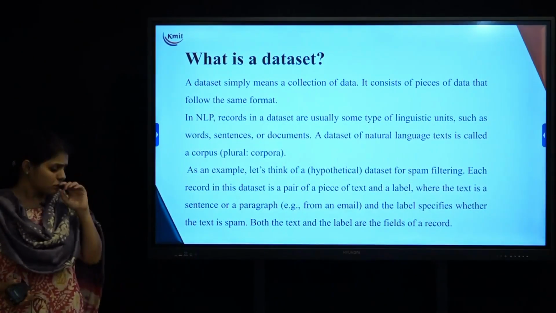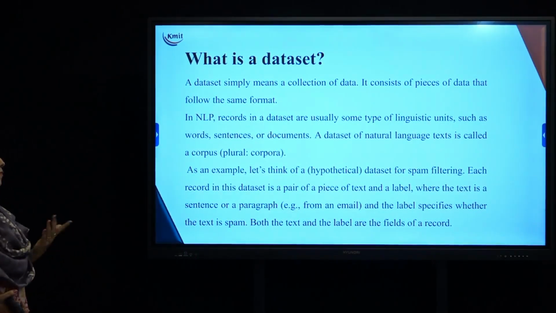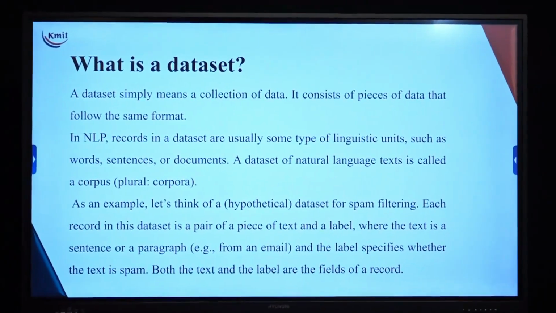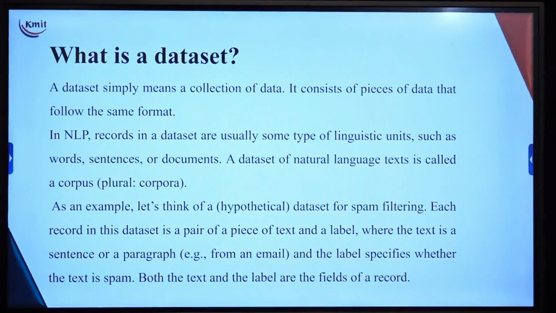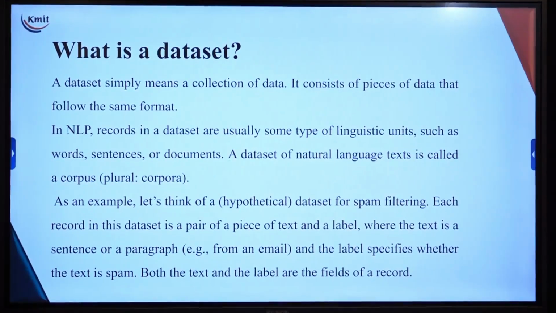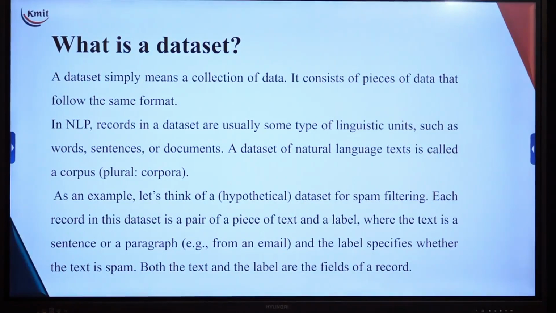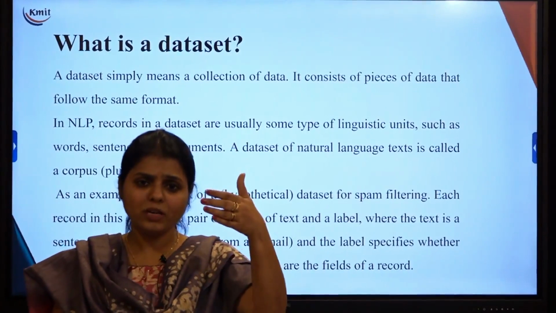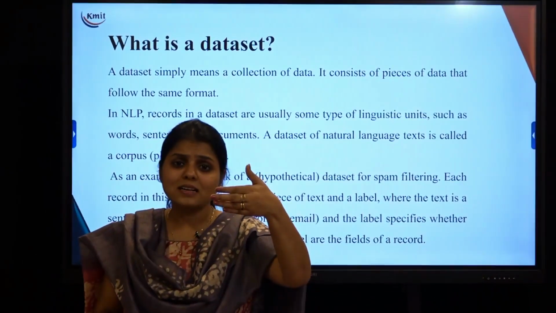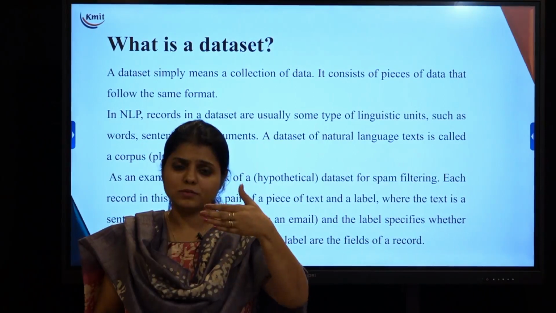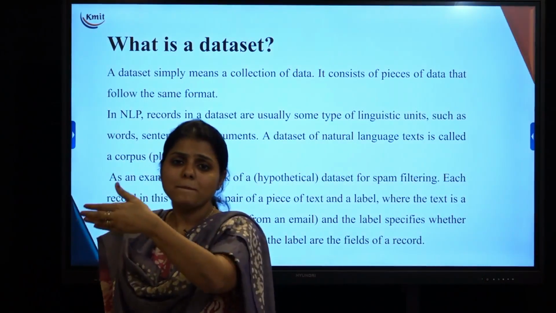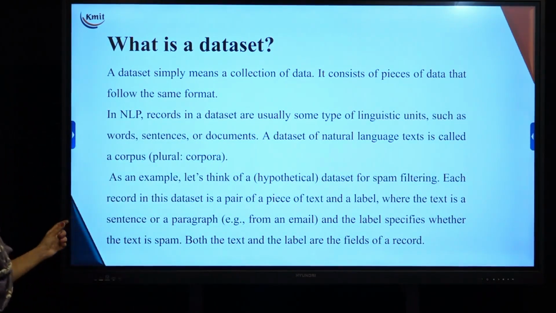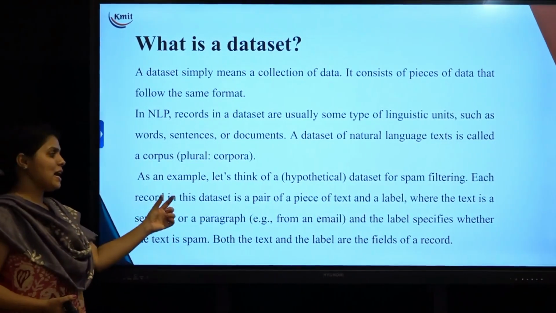As an example, when we think about email spam filtering, each record represents a piece of text and a label corresponding to that. The text is a sentence and the label specifies whether the text is spam or not. If I receive 10 mails, I have this numbering, 1 2 3 4. So that text data is called a sentence, and then spam or inbox is called the label. So a record is a collection of text and label.